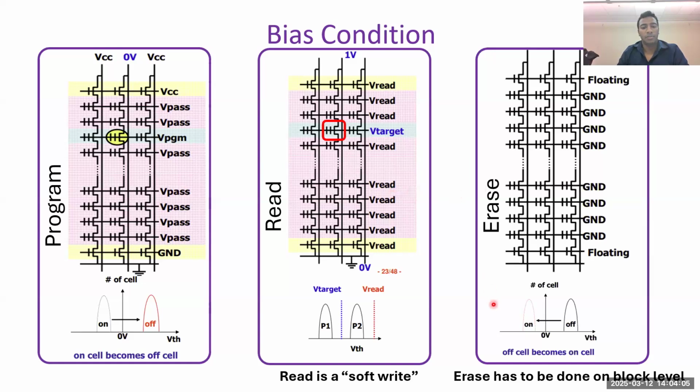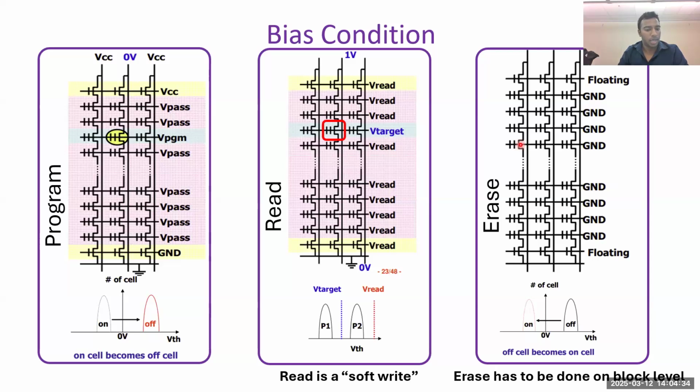And then finally, we have the erase operation here. For the erase operation, we apply ground voltage to all the memory cells while we keep the selector cells floating. Looking at this, you cannot erase one particular cell from a block. You have to erase the entire block together. And that's another very important point for understanding how SSD works.